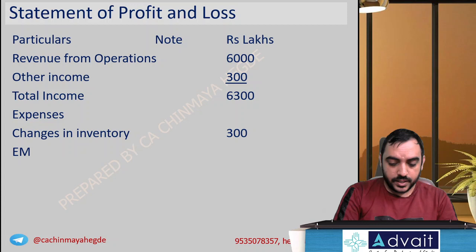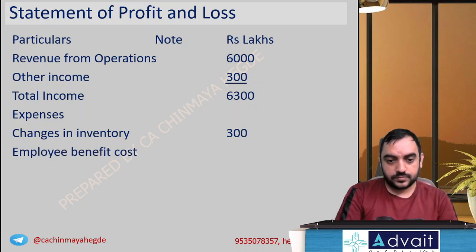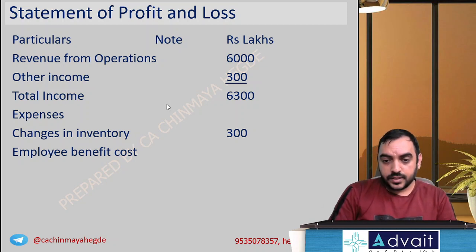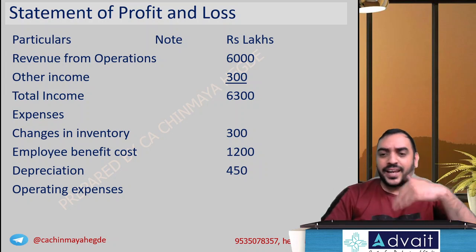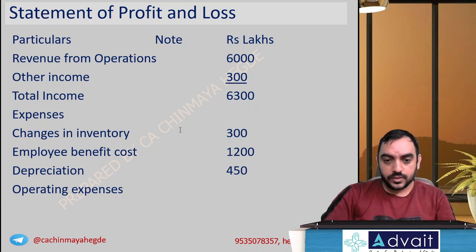Then employee benefit costs, that is there, 1,200. Depreciation, finance cost is not there. Depreciation 450. Instead of other expenses, I'll write operating expenses. That's fine, you can still write operating expense. More line items you can add. Operating cost 3199.